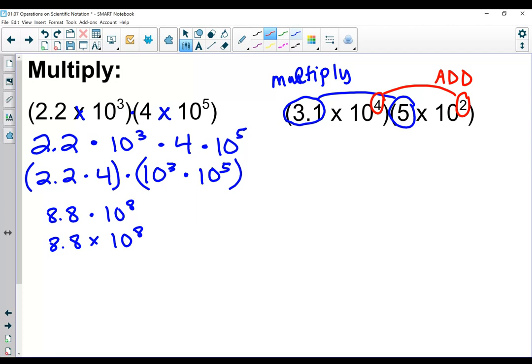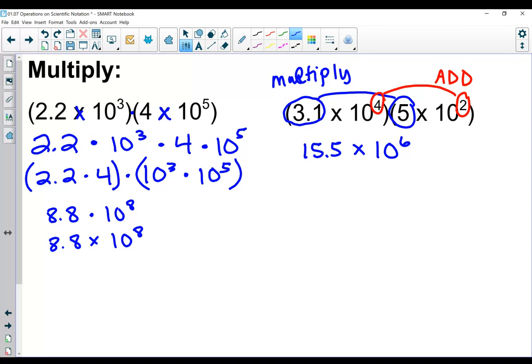So let's use our shorthand method on the next one. So now I want to multiply 3.1 times 5. Well, 3 times 5 is 15. And the 0.1 times 5 would just be a 5. So I have 15.5 times 10 to the, add my exponents, I get 6. Oh, I've got a problem on this one, though.